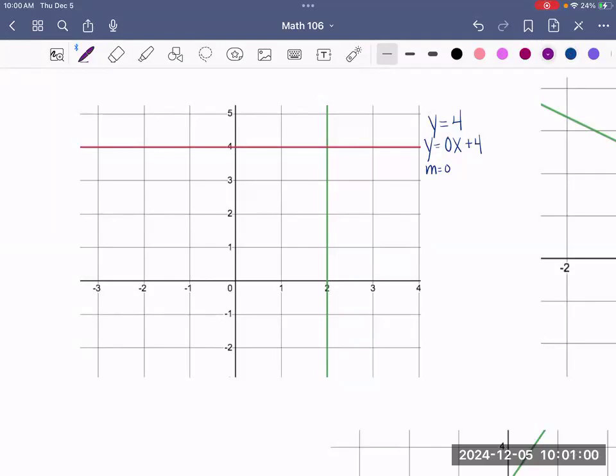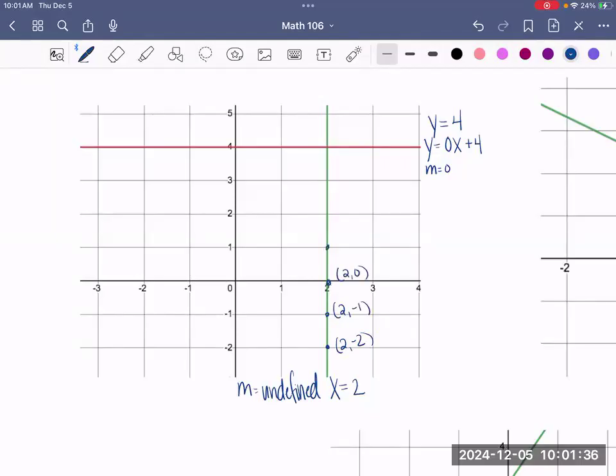Well, this green line has a slope that is undefined. And we'll talk about why it's undefined momentarily when we talk about slope. So this one is undefined, and therefore, because it's a vertical line, instead of using your y-intercept, we look at your x-intercept. This is where x is equal to 2. And notice that your x coordinate doesn't change, even though your y value does.